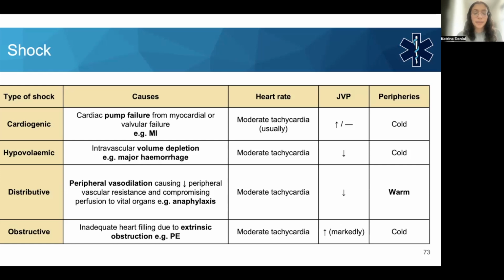Okay, and that obviously is going to compromise perfusion to your organs. And the key example for this is anaphylaxis. You have a massive inflammatory response that's causing vasodilation, drops your blood pressure, and the patient is very unwell. Again, you're going to have the compensatory tachycardia. And here the JVP will be lower just because all the blood vessels will be dilated.